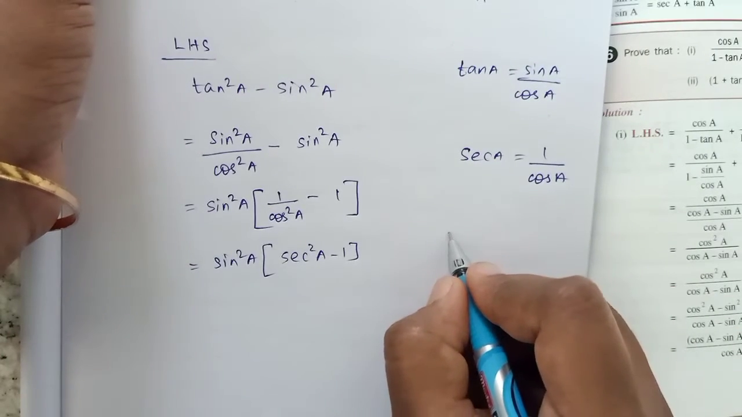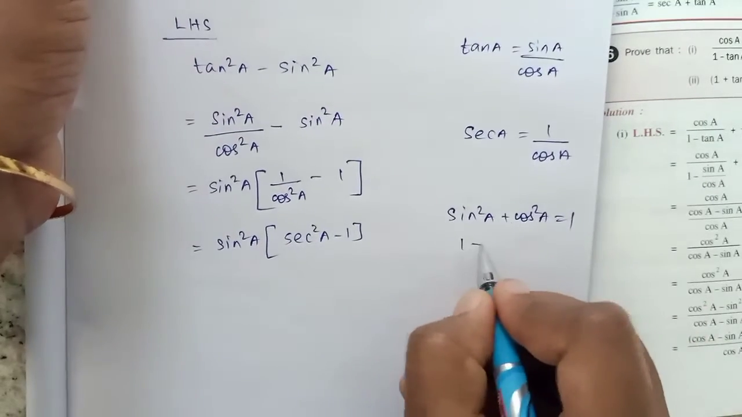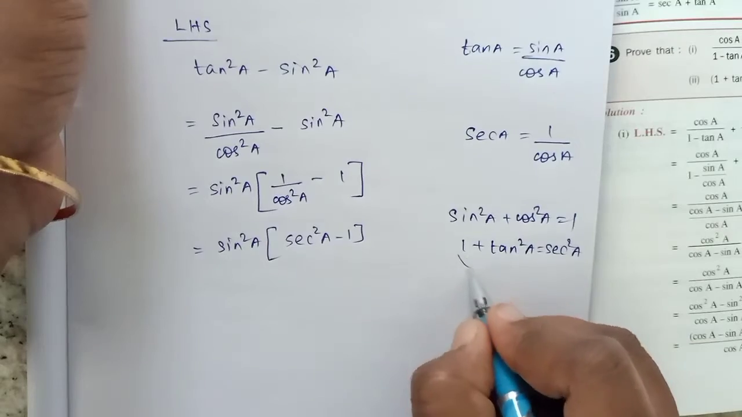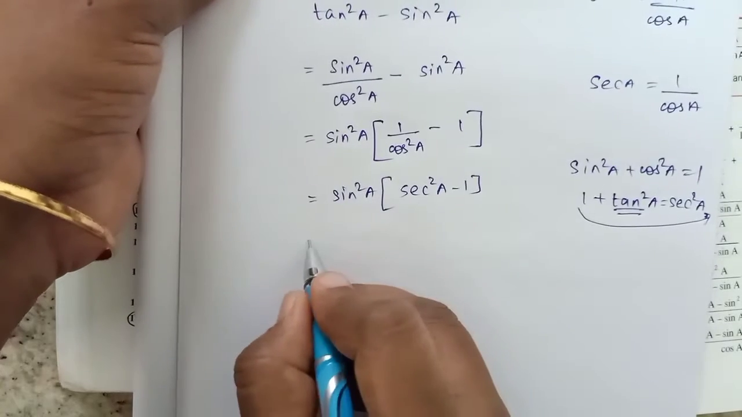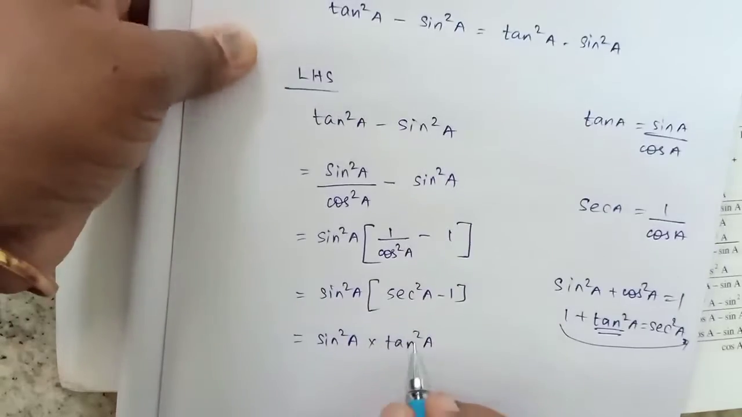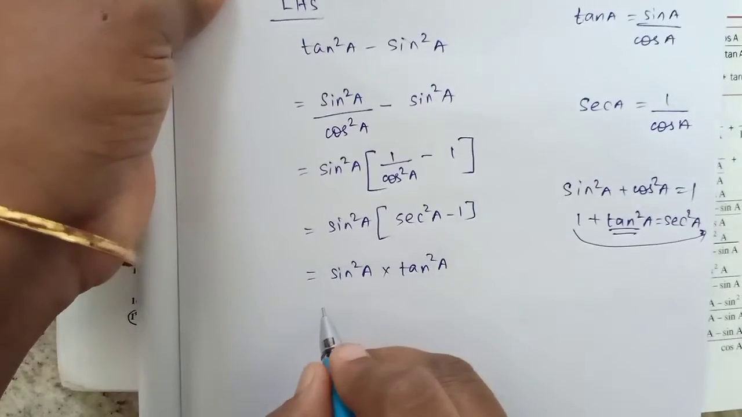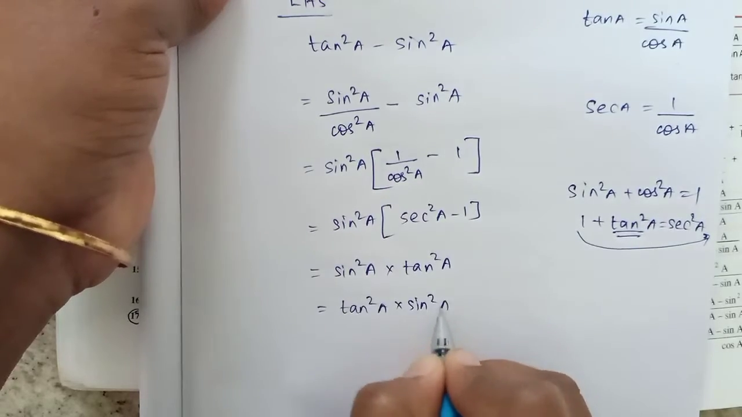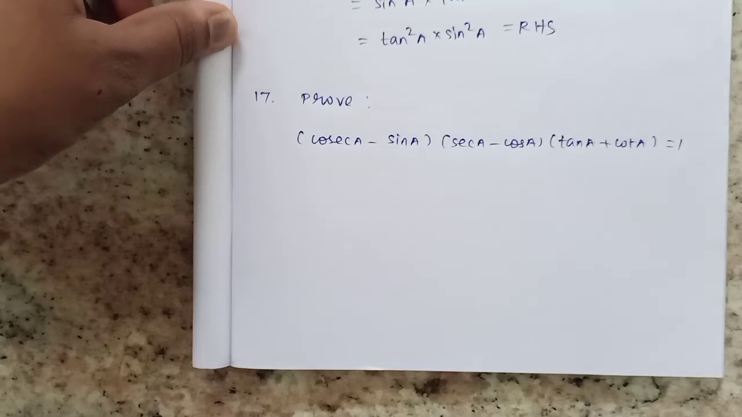We know that the first identity is sin square A plus cos square A equal to 1. The next identity is 1 plus tan square A equal to secant square A. If you bring this plus 1 to the other side it becomes minus 1, so secant square A minus 1 is nothing but tan square A. Here we can substitute tan square A, so sin square A into tan square A. Multiplication is commutative, because 2 into 3 and 3 into 2 are both 6, so we can interchange this. So tan square A into sin square A, which is our RHS. Hence proved.